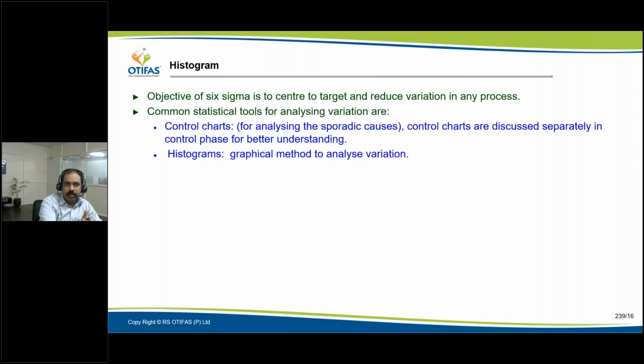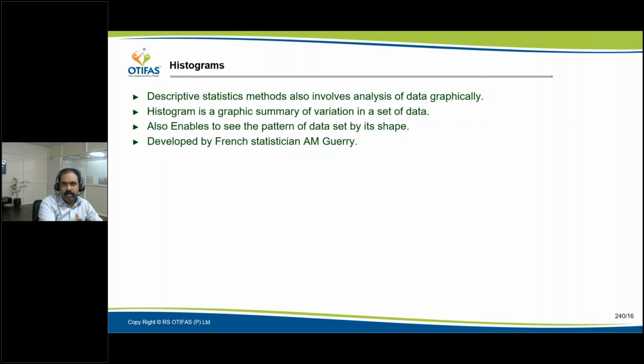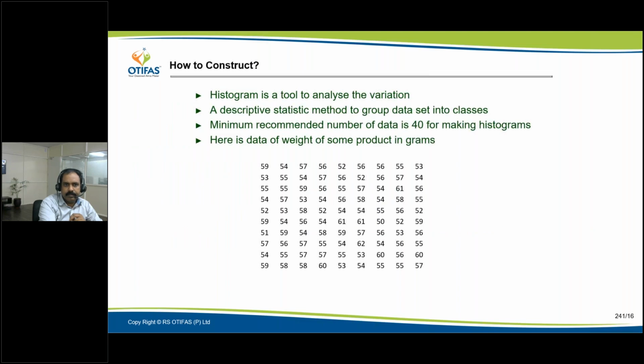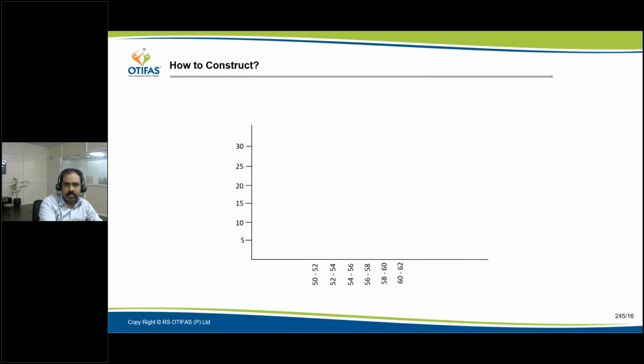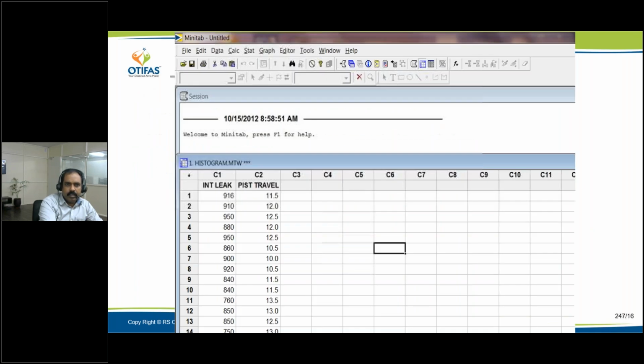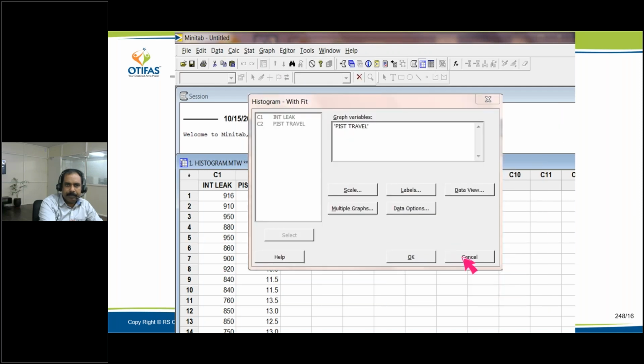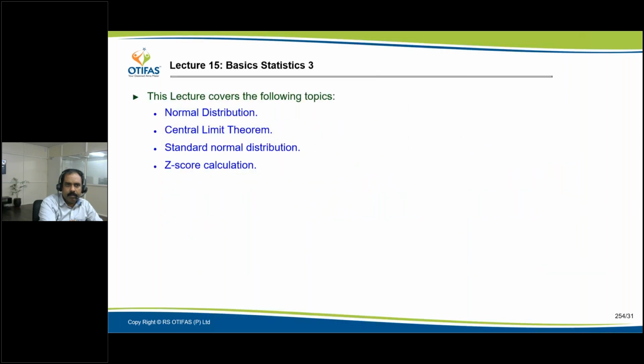So histogram I am not going to cover. You know about histogram. I will not cover histogram. Now comes the most important part and most sought after distribution in Six Sigma projects.